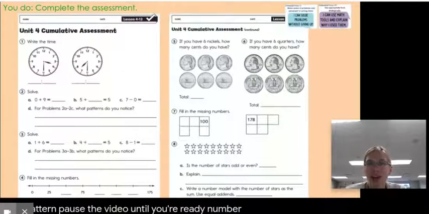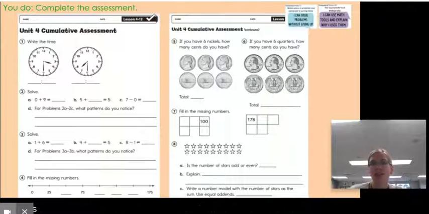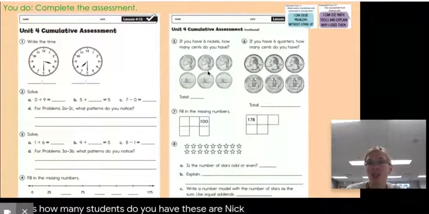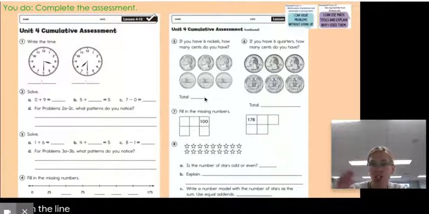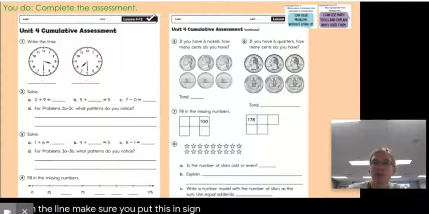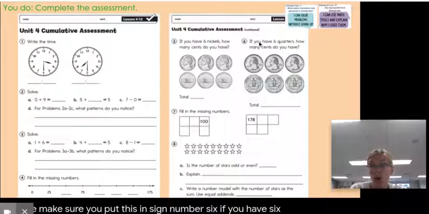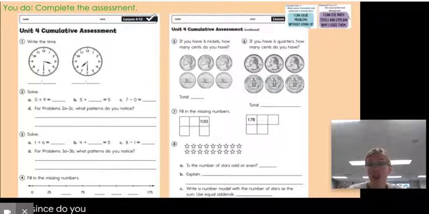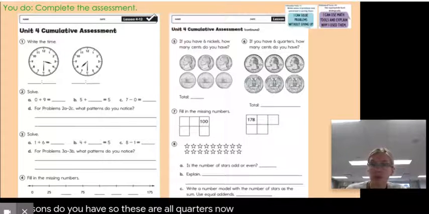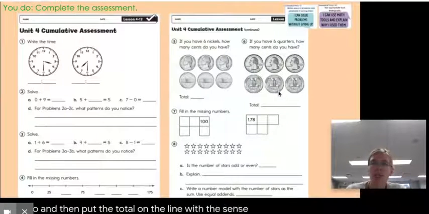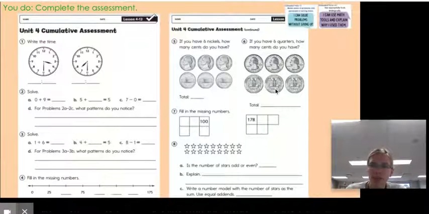Number 5, if you have 6 nickels, how many cents do you have? These are nickels. Count them and put that on the line. Make sure you put the cent sign. Number 6, if you have 6 quarters, how many cents do you have? So these are all quarters now. Draw your hairs if you need to, and then put the total on the line with the cent sign. Pause the video until you're ready.